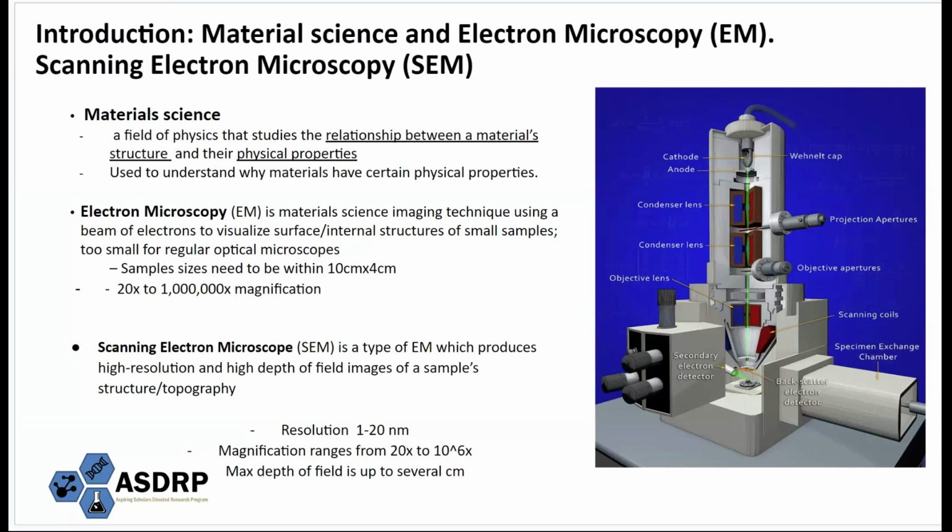To go deeper, there's another type of microscope called a scanning electron microscope, which is a type of electron microscope, but it produces a high resolution and high depth of field image of a sample's structure.